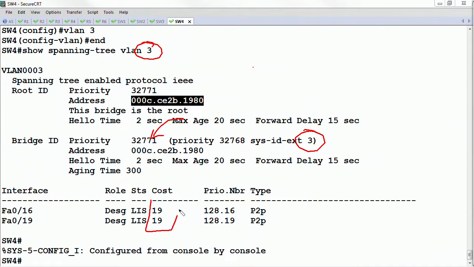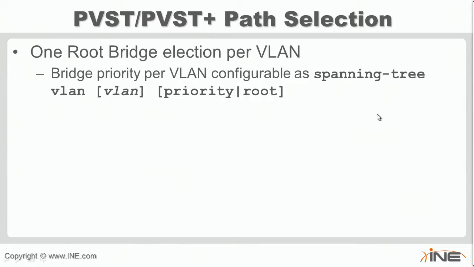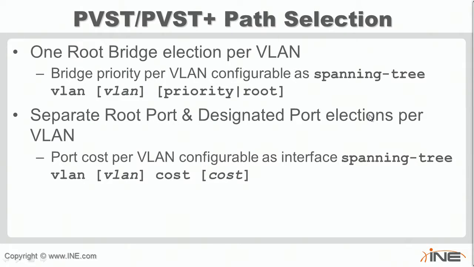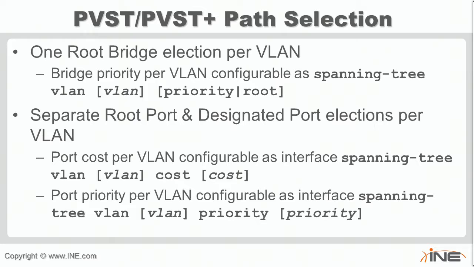We could also change the individual path selection for the instance, which means that we can control not only the bridge priority, but we could change the port attributes like the port cost or the port priority, which ultimately decides how we are going to build the topology to reach the root bridge.